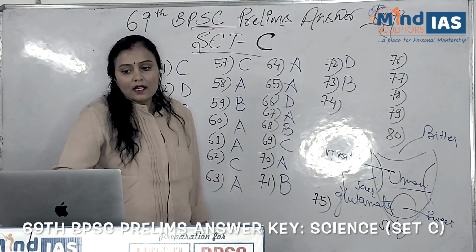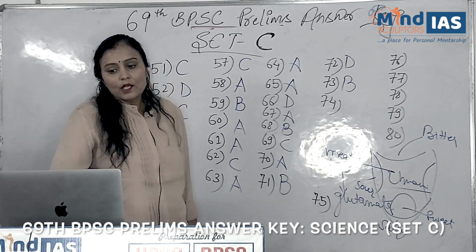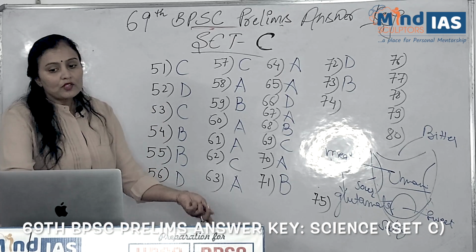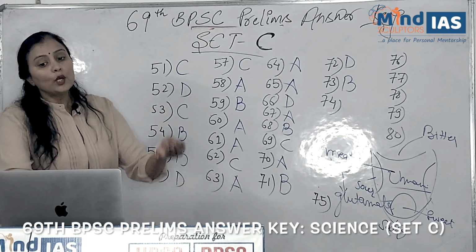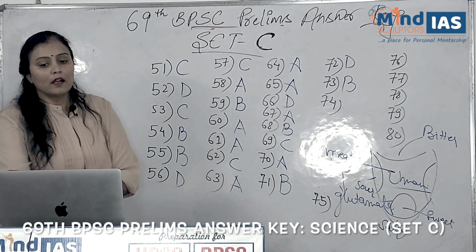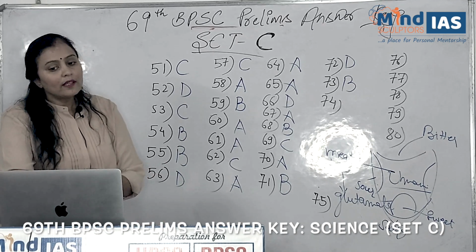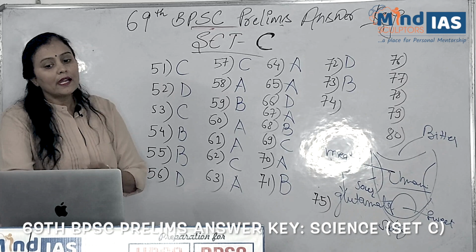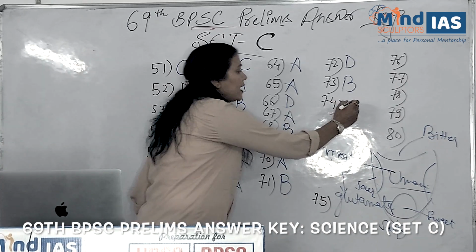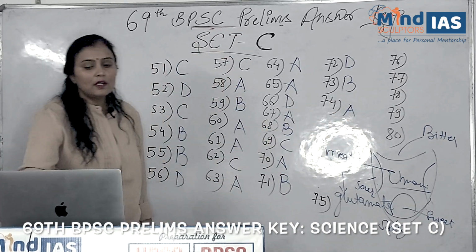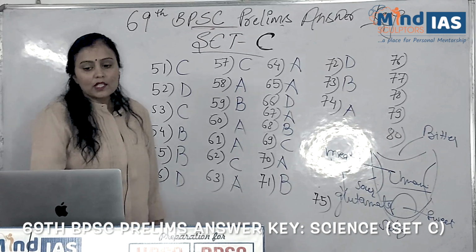Now the right answer for this question is option A. The question is asking which of the following are not the taste of the tongue. Option A is right, 4 that is spicy, and 7 that is pungent. So the right answer for this question is option A. Move to the next question.